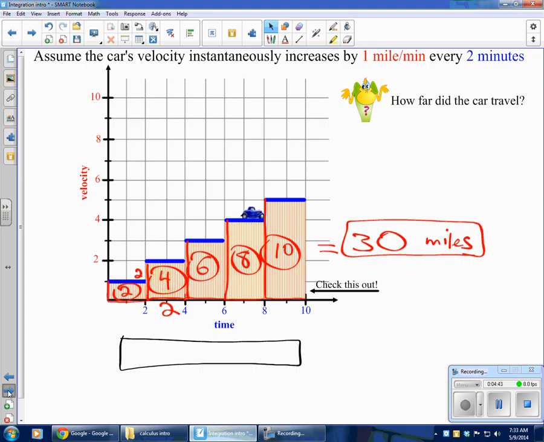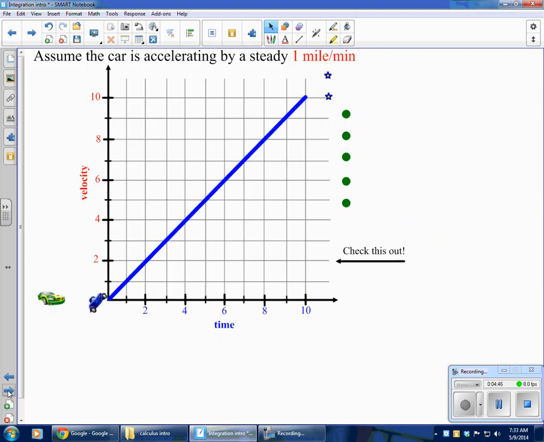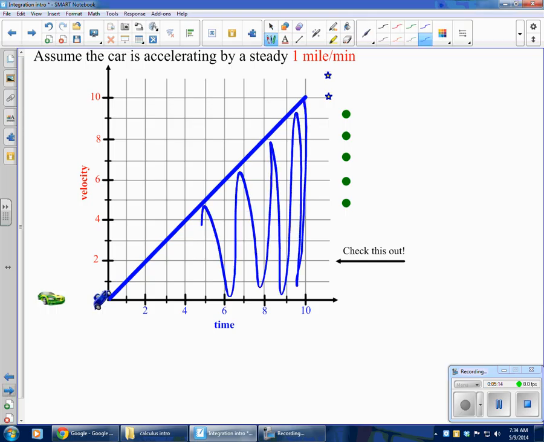So now we're going to look at Zeno's car accelerating the whole time. So the velocity, notice now I don't have horizontal segments. The velocity is increasing because he's accelerating. So slowly accelerating. Again, if we want to know how far he's traveled, we can find the area underneath this graph. That will represent how far he's traveled.